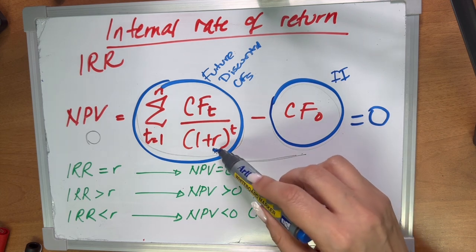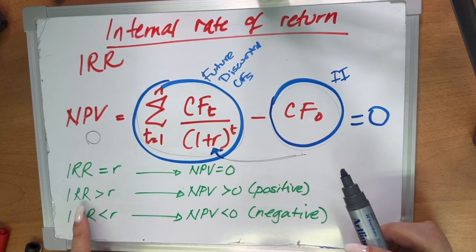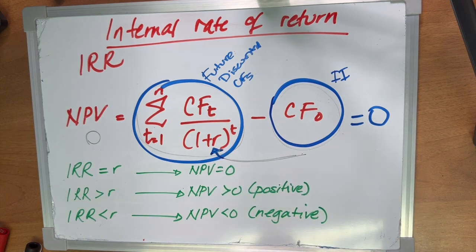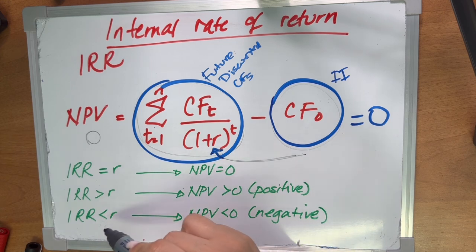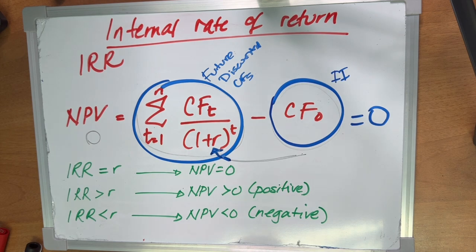Now, if you have an NPV that is positive, I know that the IRR is greater than the R. I'm getting more from this project than what I require, and therefore I will accept. If the IRR is less than the R, then the NPV is negative and I am not receiving the required rate of return or what I require from this project.